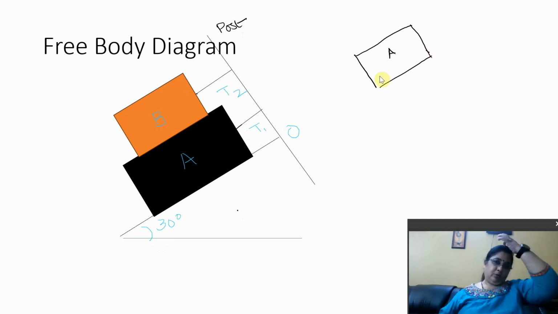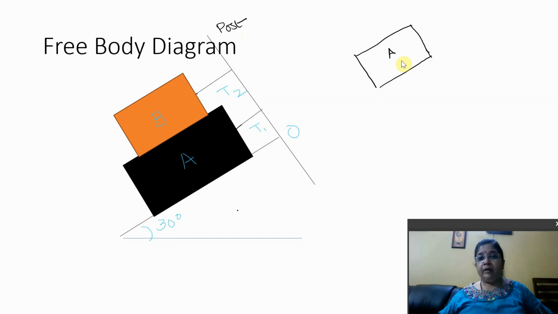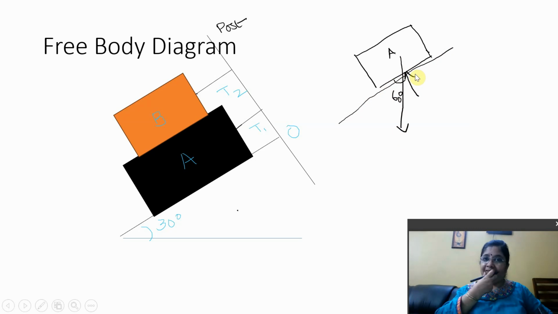Case of A. So what do you have here? You have a gravitational force that is acting downwards. Am I right? Now this is at an angle 30 degrees. So to the vertical, to this surface, what will be the angle? This will be 60 degrees because here it is 30 degrees. What is the direction of the normal force? See, this is the surface, right? So the direction of the normal force is this, perpendicular to the surface that is holding.